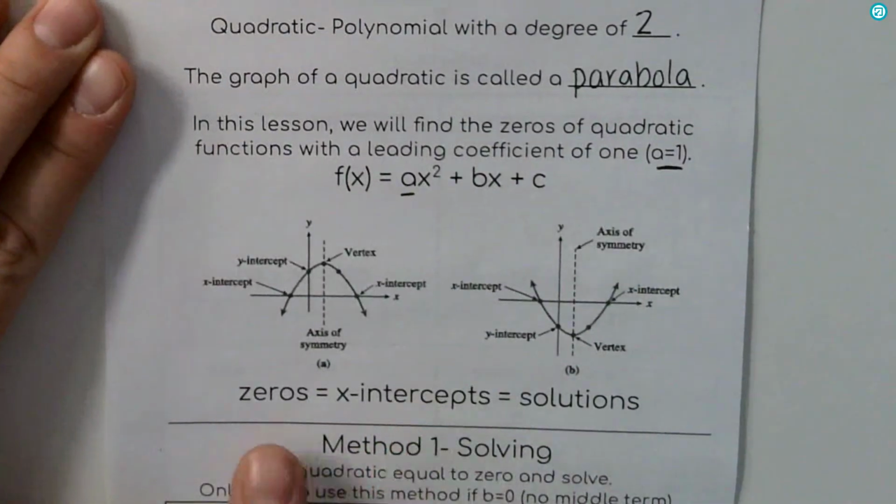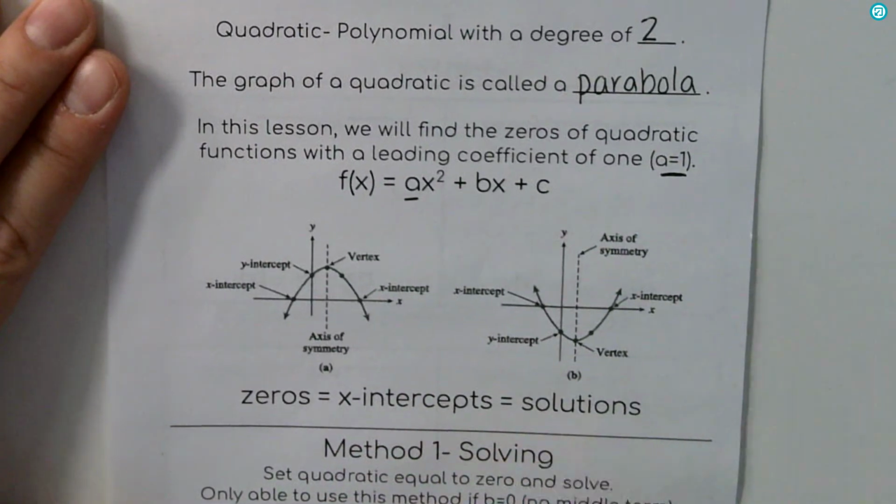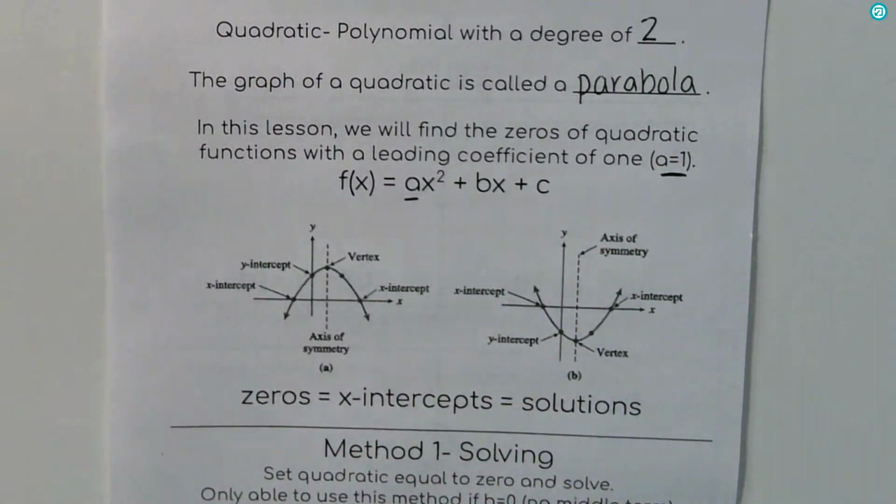Zeros are the same thing as x-intercepts, which are the same thing as solutions. Different names, but they all mean the same thing. If you were to say find the zeros of the function, or find the x-intercepts, or find the solutions, that all means the same thing. That's what we're doing today, okay? Any questions right now?